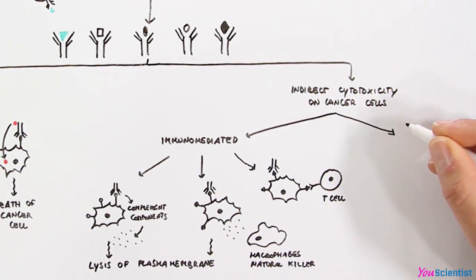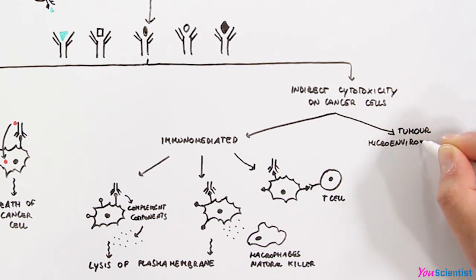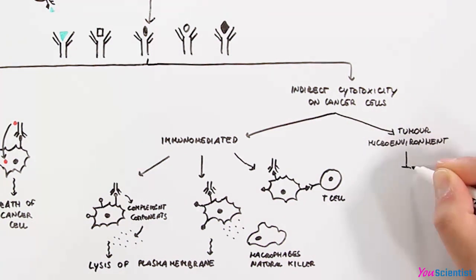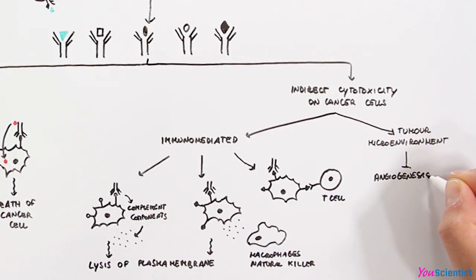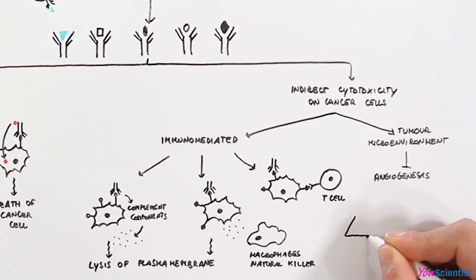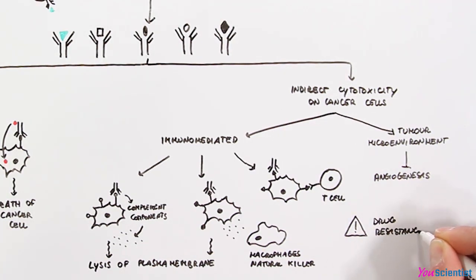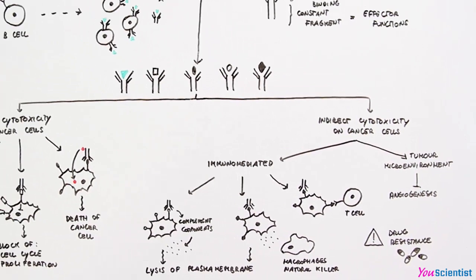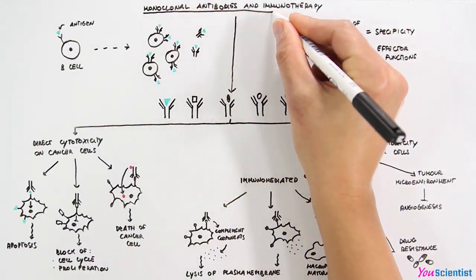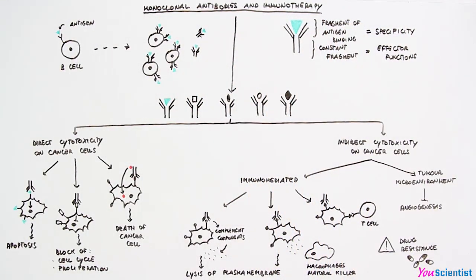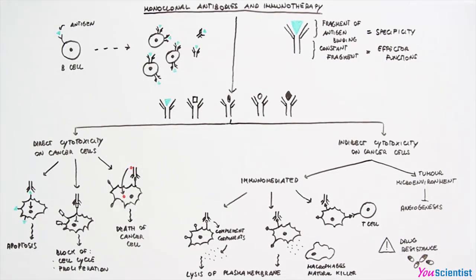Another indirect activity of monoclonal antibodies targets the tumor microenvironment and blocks molecules involved in angiogenesis, thus reducing nutrients for cancer cells. The main limitation of using some monoclonal antibodies relies on drug resistance, which is the ability of cancer cells to become resistant to a specific drug. Monoclonal antibodies are useful immune therapeutic agents for the recognition and elimination of cancer cells.